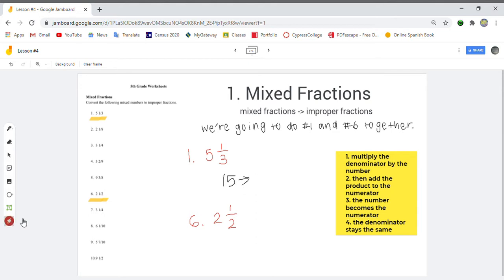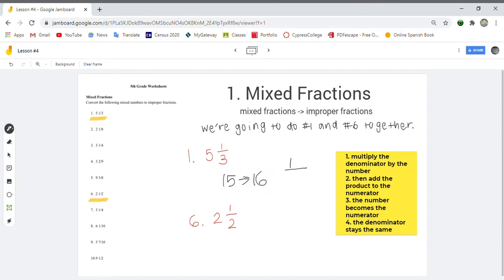And looking at number 2, it says add the product, which is 15 in this case, and we'll add it to the numerator. And the numerator is 1. So 15 plus 1 is 16. And looking at step number 3, it says the number will become the numerator. So 16 will become our numerator over here.